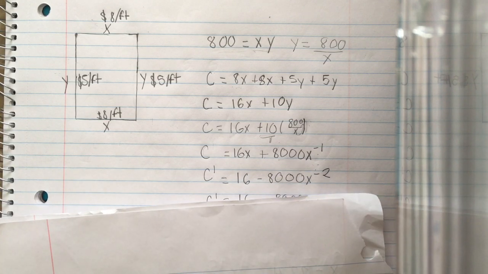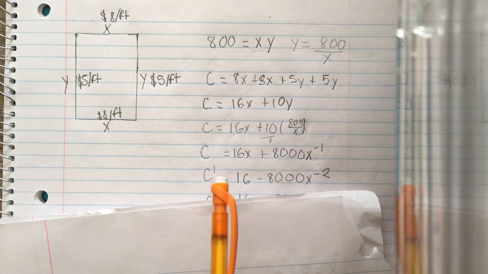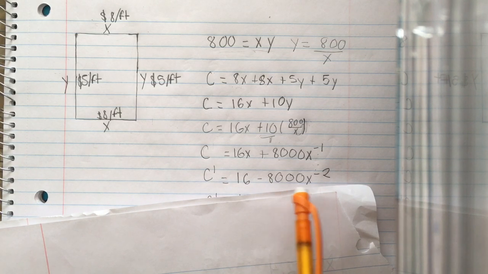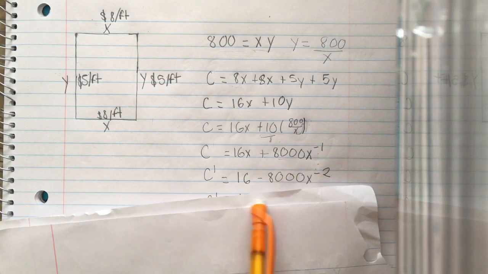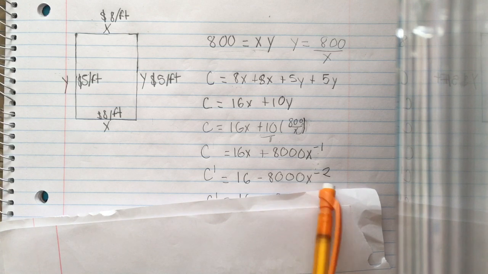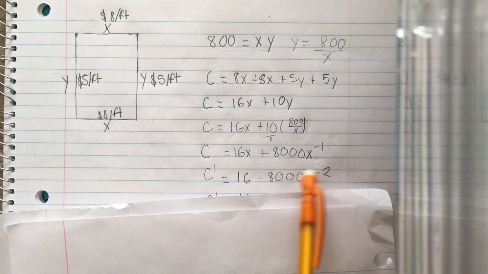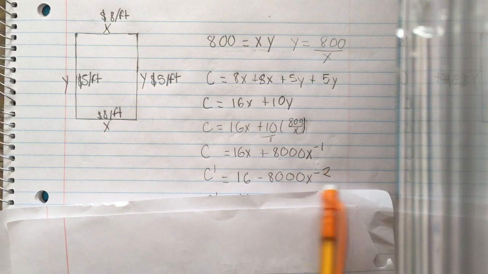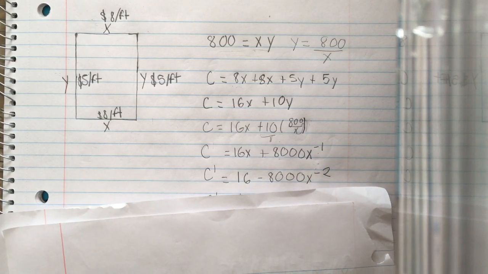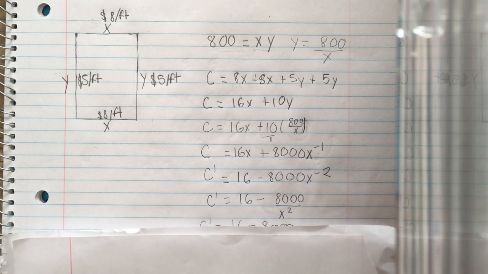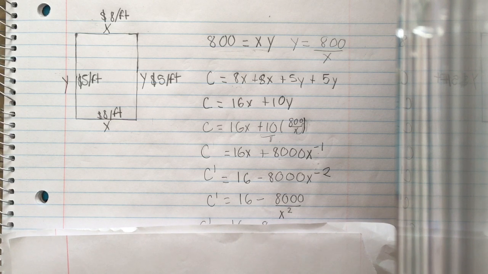The derivative of 16x is equal to 16, and here we'll apply the power rule. So we multiply negative 1 times 8,000, and we get 16 minus 8,000, and we get x raised to negative 1 minus 1, and that's x raised to negative 2, which we can rewrite as c prime is equal to 16 minus 8,000 divided by x squared.